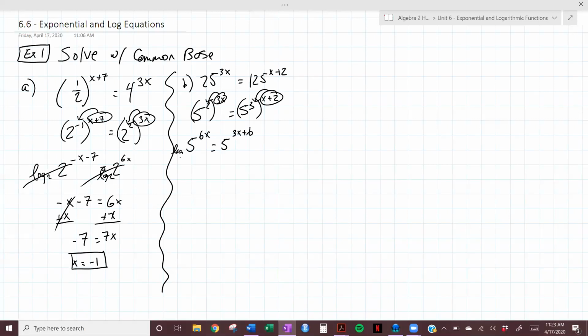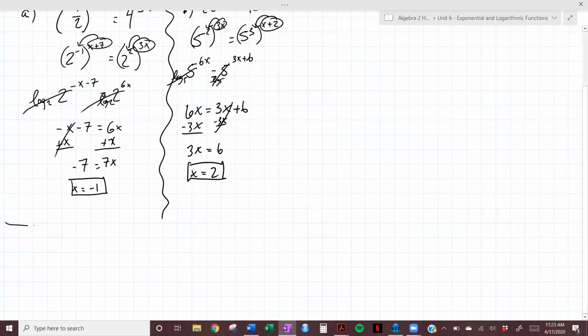Do log base 5, get rid of that. Log base 5, get rid of that. So I have 6x = 3x + 6. Subtract 3x from both sides. 3x = 6, and x = 2. Okay, so that's how you do it when it's the same base.